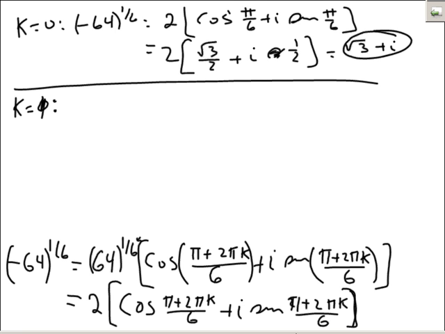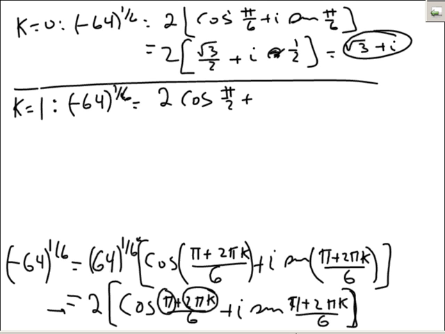One less. So now k is the magic number 1. K is 1, so we get negative 64 to the 1/6. One of the 6 answers is 2 times cosine of... you're copying the very last line. If k is 1, then 2 pi times 1 is 2 pi, plus the pi in the front is 3 pi. 3 pi over 6 is half pi. Cosine of half pi plus i sine half pi.